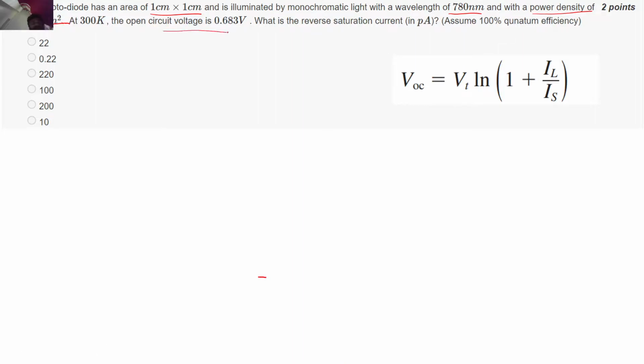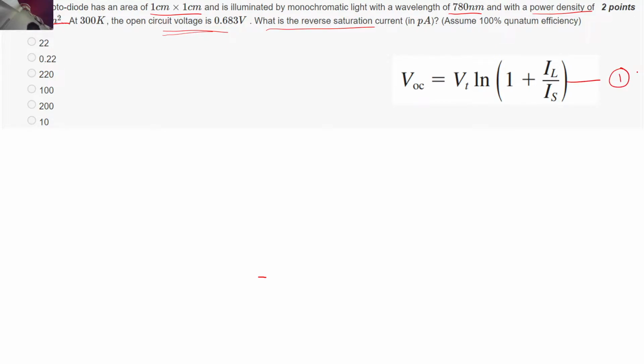And they have given us the open circuit voltage, right? Now what they have asked is the reverse saturation current, right? So first of all, I have to find the relation which will relate this open circuit voltage with the reverse saturation current, right? And I know the equation. We have studied the lecture materials, we have seen the lectures, right? So this is the equation that we have.